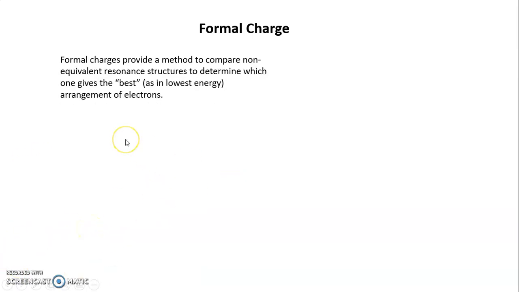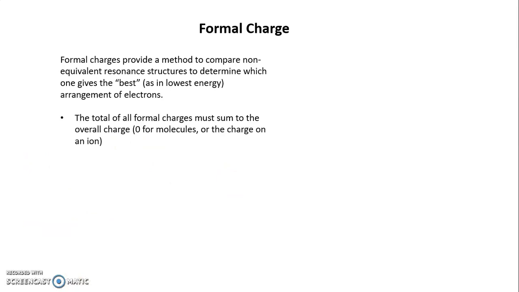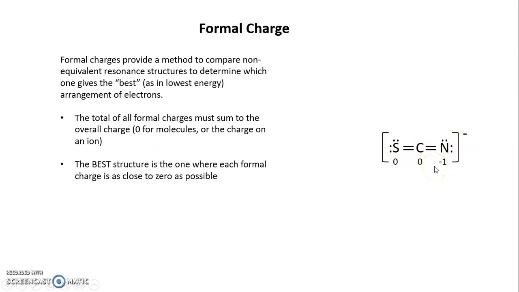Okay, so formal charges give us that method that we were talking about. The first rule with formal charges is that the total of all formal charges must sum to the overall charge on the species. It's obviously going to be 0 if it's a molecule, because molecules don't have charges. Or if you have an ion, it's going to sum to the charge. In the case of the thiocyanate ion, it should have a -1 charge, and you'll notice that if you add up those formal charges, it adds up to -1. So that works quite well.